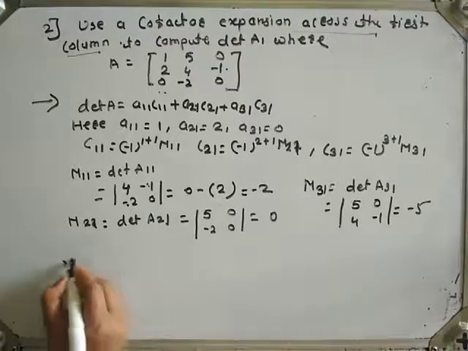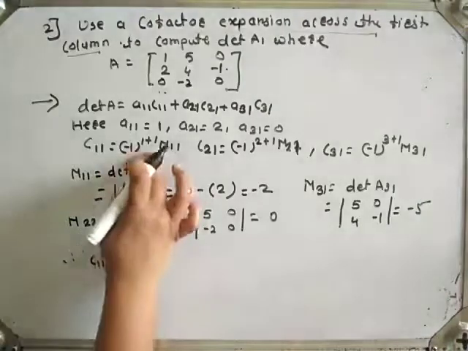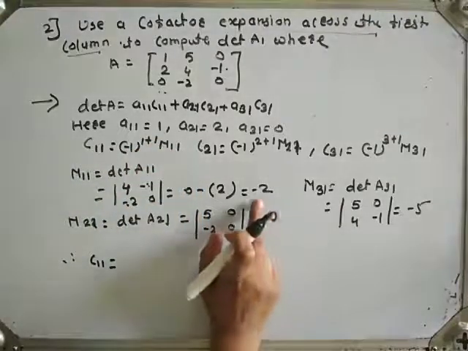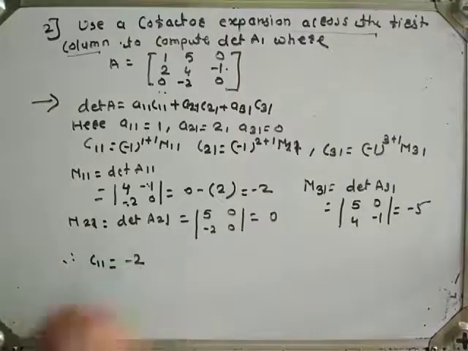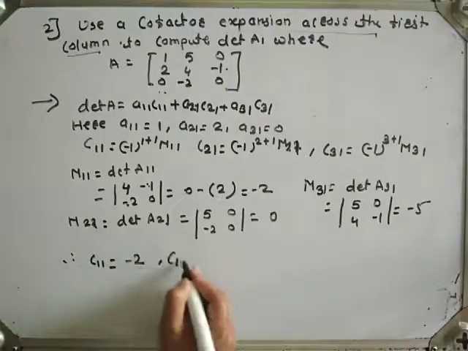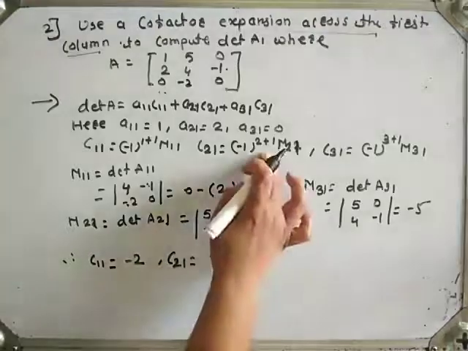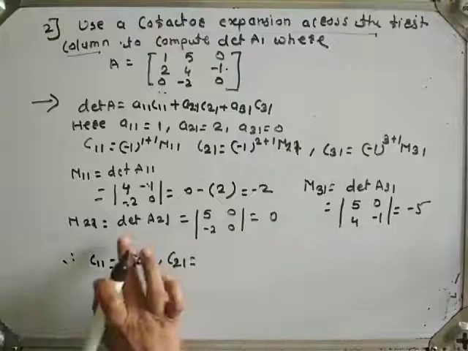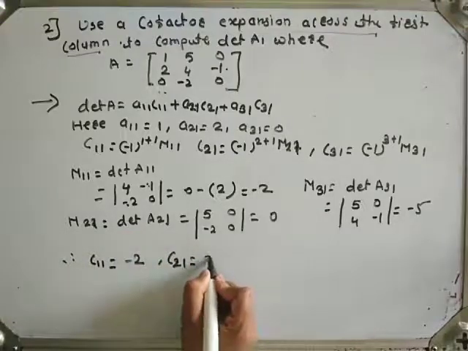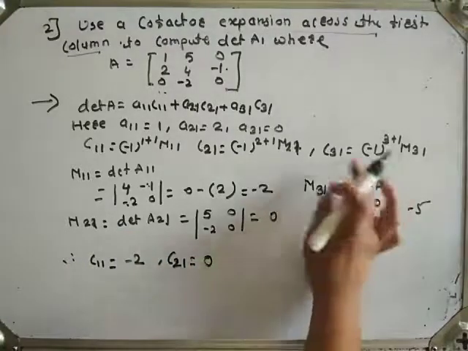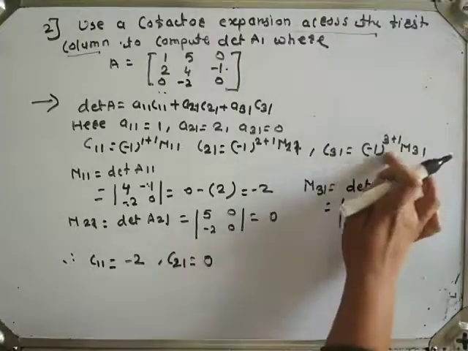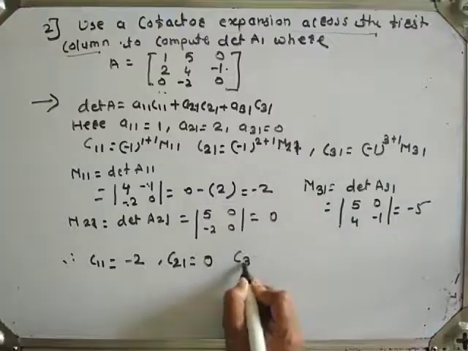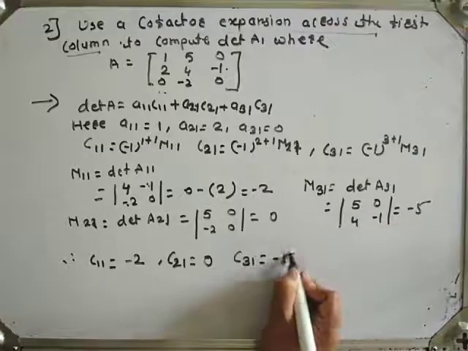Therefore C11 is (-1) raised to 2, which is plus 1, into M11. M11 is -2, so C11 is -2. C21 is equal to (-1) raised to 3, which is -1, into M21, which is 0. So C21 is equal to 0. C31 is equal to (-1) raised to 4, which is plus 1, into M31. So C31 is equal to -5.